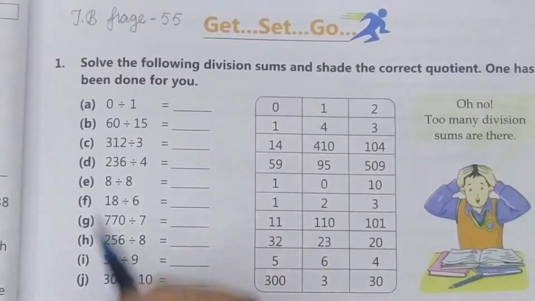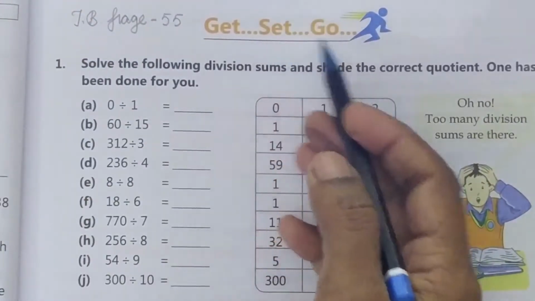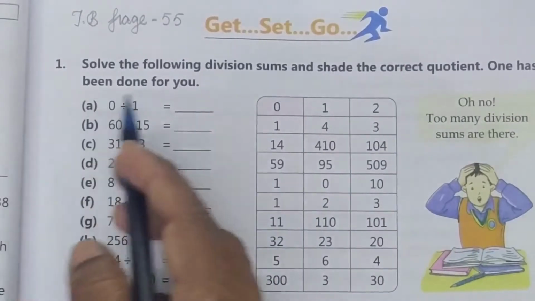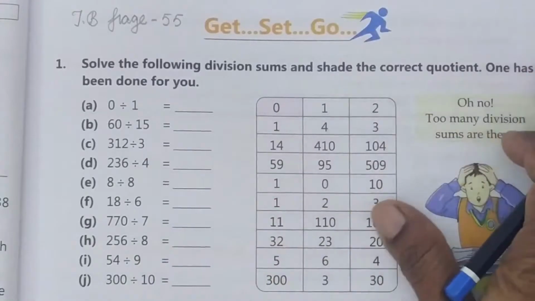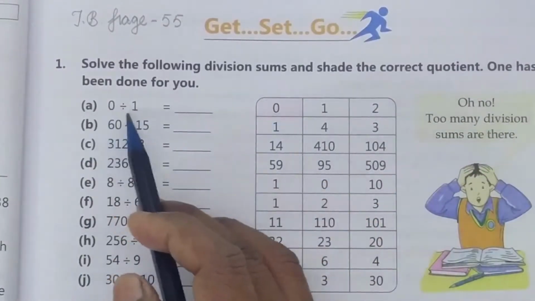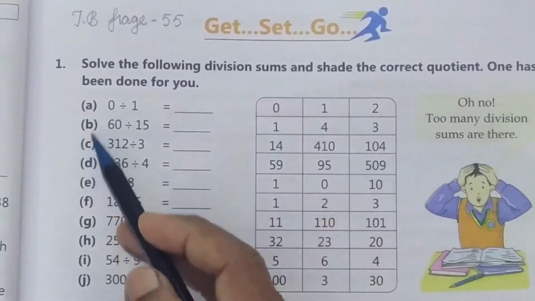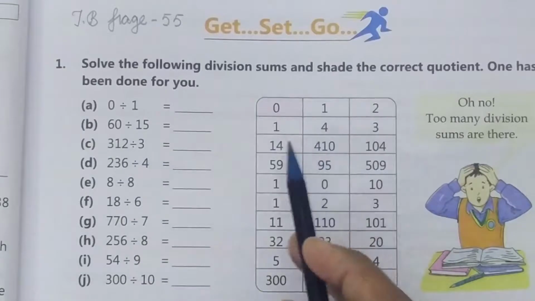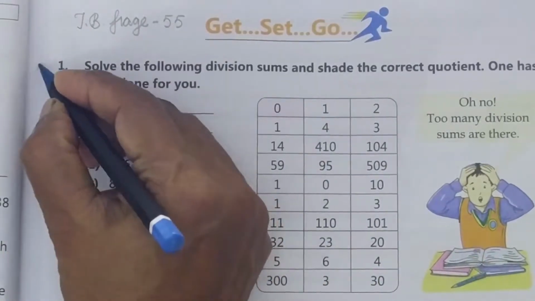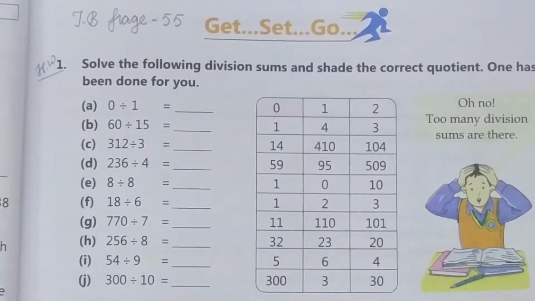Now open your textbook page number 55. Write today's date. This is about get set go, whatever you have learned in third standard. Okay. Solve the following division sums and shade the correct quotient. 1 has been done for you. See, 0 divided by 1 will get 0 itself. It has been shaded. The same way, find the quotient and shade the correct answer. Okay. And mark it as homework. This is a simple homework which you can do.